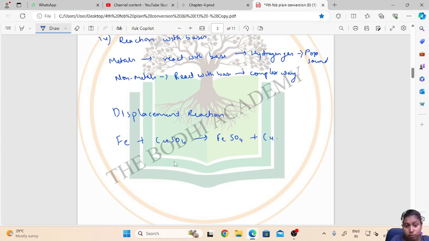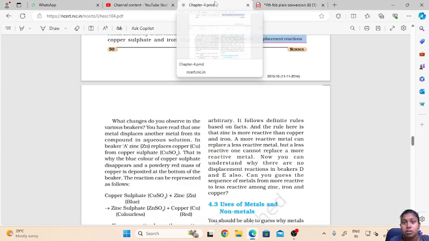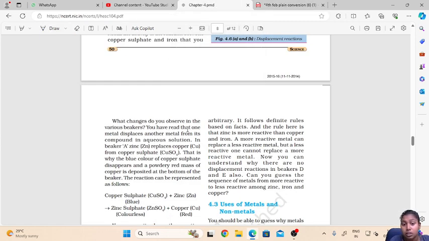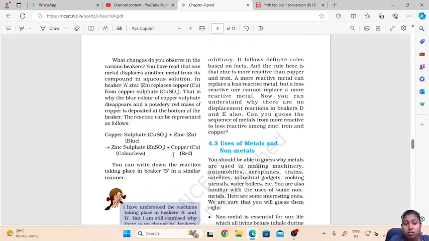You also mention their forms, in what state they are present. Iron is in solid state, copper sulfate is in aqueous state, iron sulfate formed is in aqueous state, and copper is again in a solid state. So one metal displaces another metal from its compound in aqueous solution. For example, if we take two beakers, in one we place zinc granules, in the other we take copper sulfate.